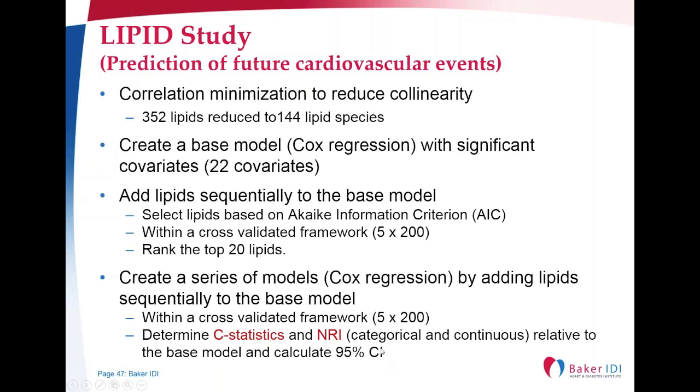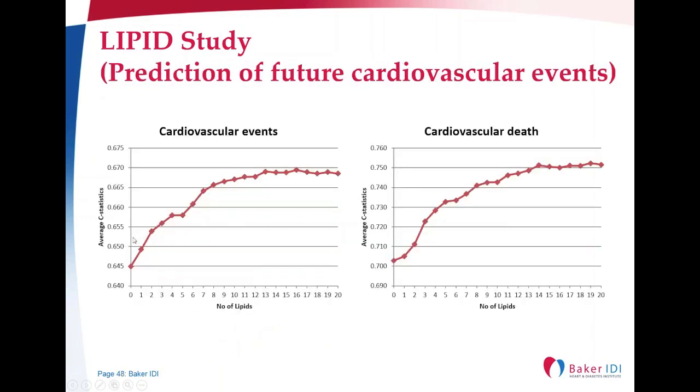Again, back to our base model. This is some of the outcome from those analyses. What we're looking at is the average C statistic from our models, where we start with the base model, shown here as 0, and then as we add additional lipids into that base model, we see that the C statistic improves up until about maybe 8 to 10 lipids are added, and then it tends to level off, predicting cardiovascular events.